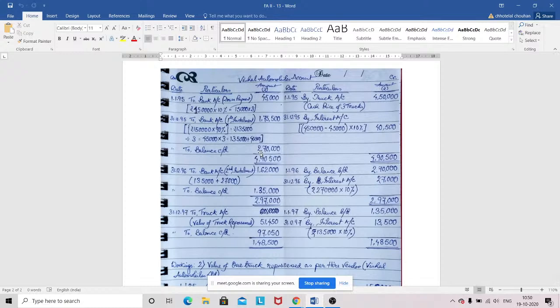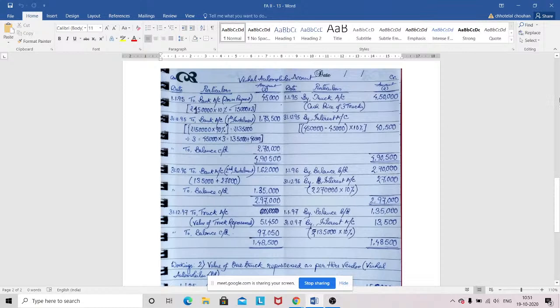Again I am repeating the first installment. 1,50,000 was the cash price of one truck, 10% of it was paid off, so how much is due? 90%. So 90% on 1,50,000 comes to 1,35,000. This you have to pay in 3 installments, so divided by 3, one installment comes to 45,000. How many trucks? 3 trucks, so into 3 the total amount comes, and the total interest was 40,500. So 1,35,000 plus 40,500, 1,75,500. So what is your balance c/d? Balance c/d is 2,70,000, and this balance c/d is to be transferred here. So by balance b/d 2,70,000.